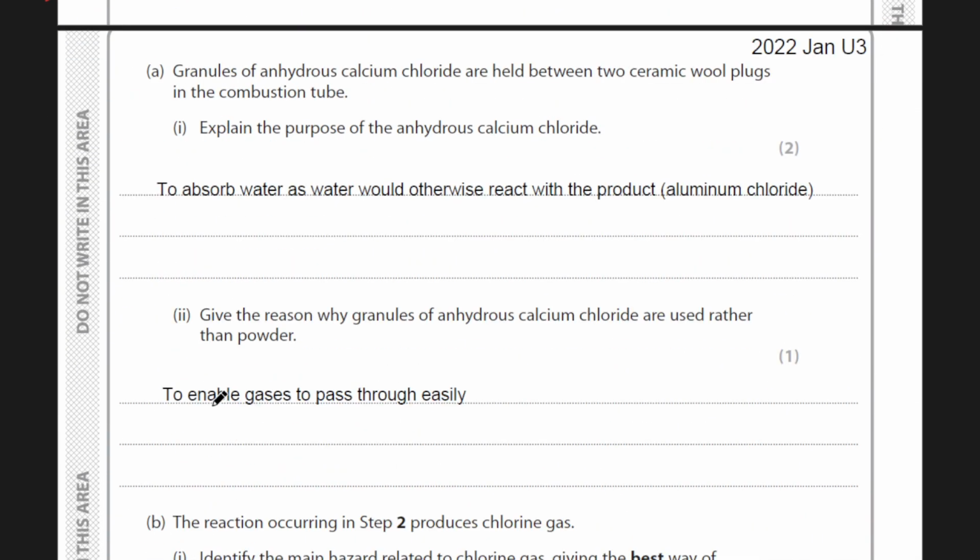Now the question here is that granules of anhydrous calcium chloride are held between two ceramic wool plugs in the combustion tube. What is the purpose of anhydrous calcium chloride? First of all, it will act as a drying agent, to absorb water, because the water might react with the product aluminum chloride and lead to the production of an alternative product, which we do not desire. So that is why a drying agent is required to absorb all the water.